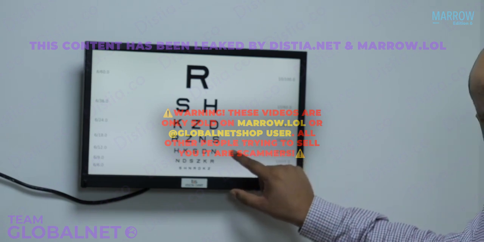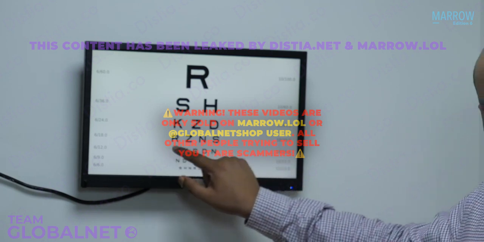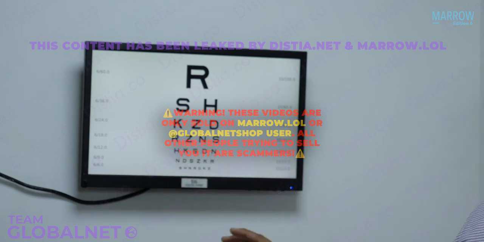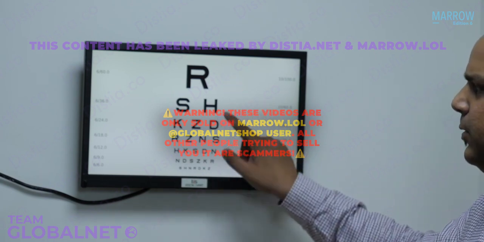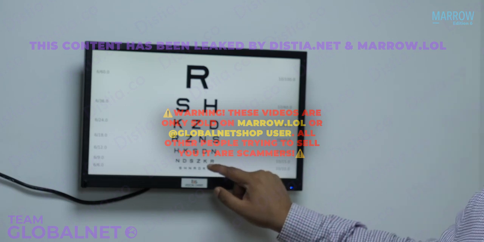Can you read this line? No, I cannot read this. You cannot read the fifth line? No. No letter? No letter. Okay. So the patient is saying that he can only read the top 4 lines, but he cannot read the 5th, 6th and the 7th line on the Snellen's chart.